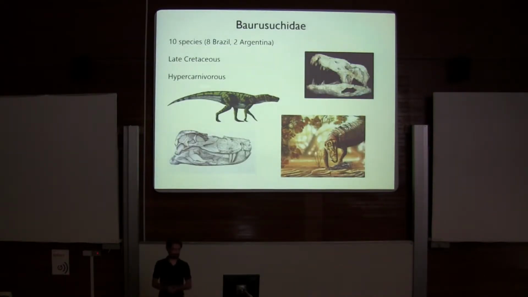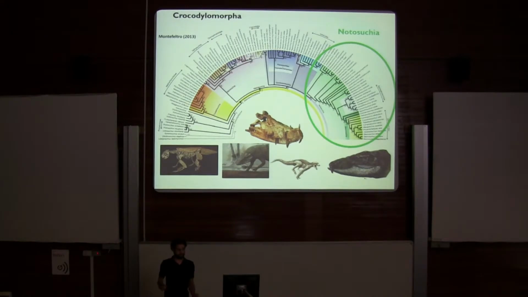So the first one is the study group, baurusuchids. Baurusuchids were a very large fossil rocks that lived during the late Cretaceous of South America. And based on their very peculiar post-cranial and cranial morphology, we can say that they were terrestrial, hypercarnivorous, and top predators of their time.